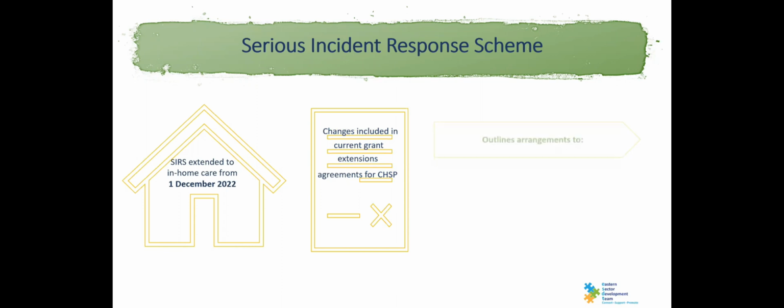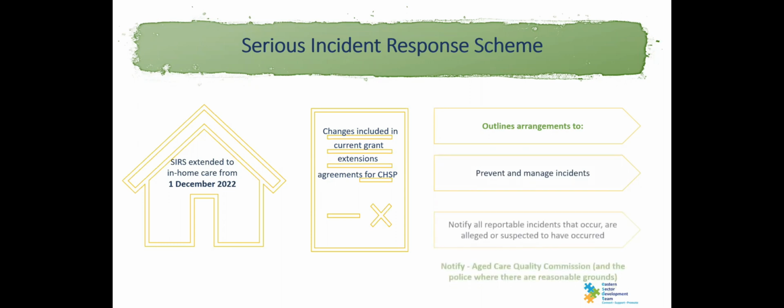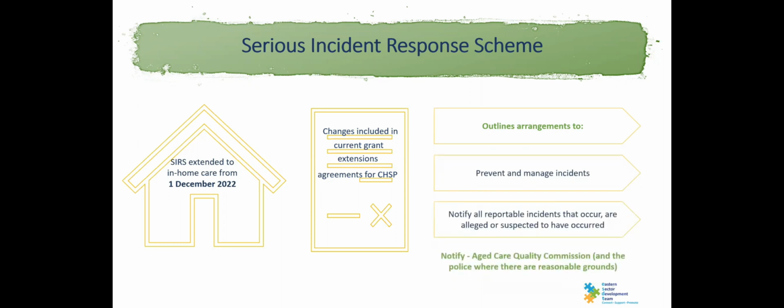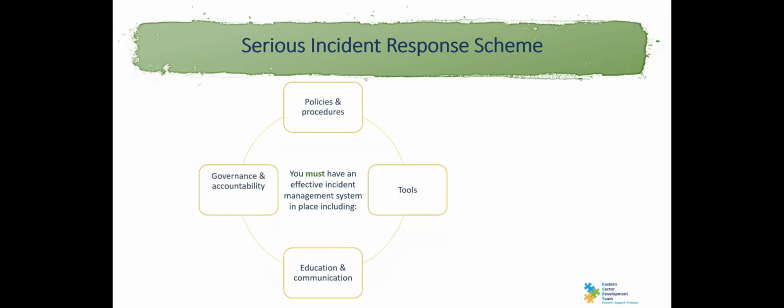What we do know is that these changes are included in your organisation's current grant extension agreement, and SIRS, as it's being referred to, sets out the arrangements to prevent and manage incidents and to notify all reportable incidents that occur or are alleged or suspected to have occurred. And that's about reporting them to the Aged Care Quality Commission and the police where it's reasonable. So in regards to the Serious Incident Response Scheme, you must have an incident management system in place, and it must include policies and procedures, tools, education and communication, governance, and accountability.